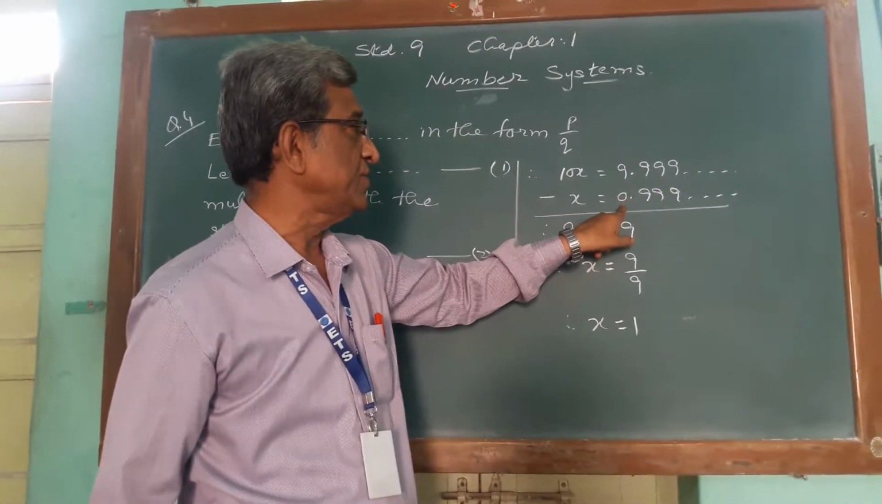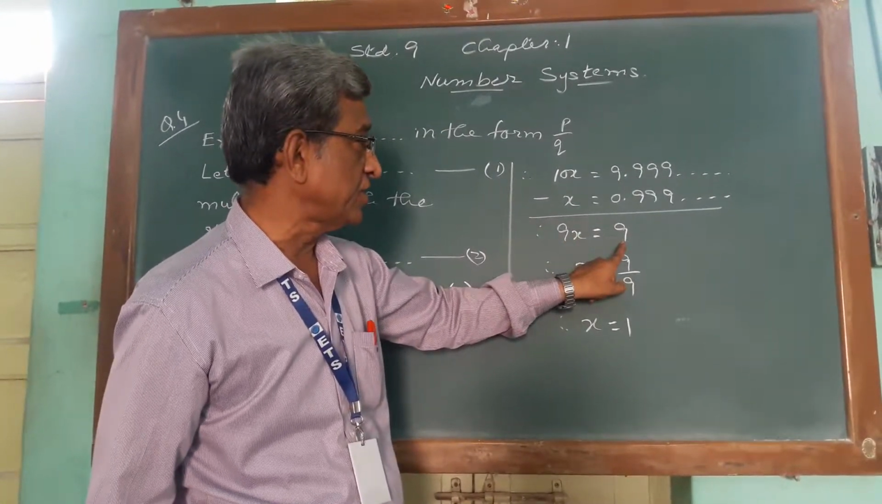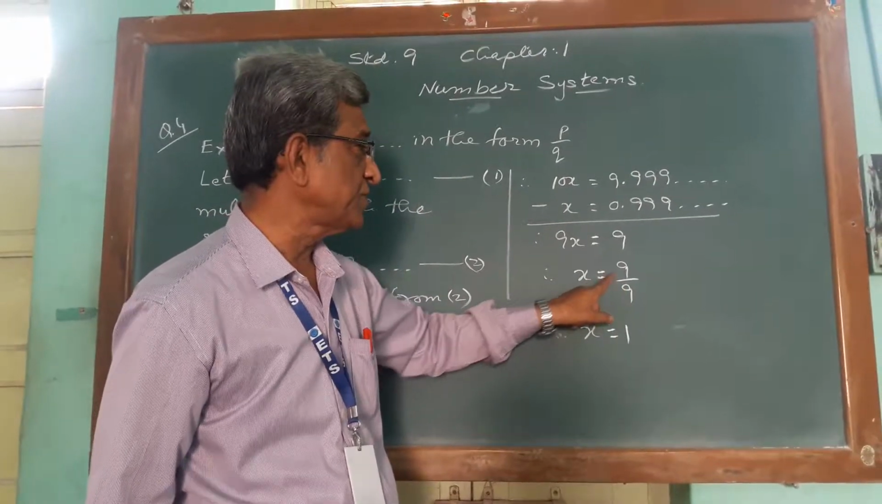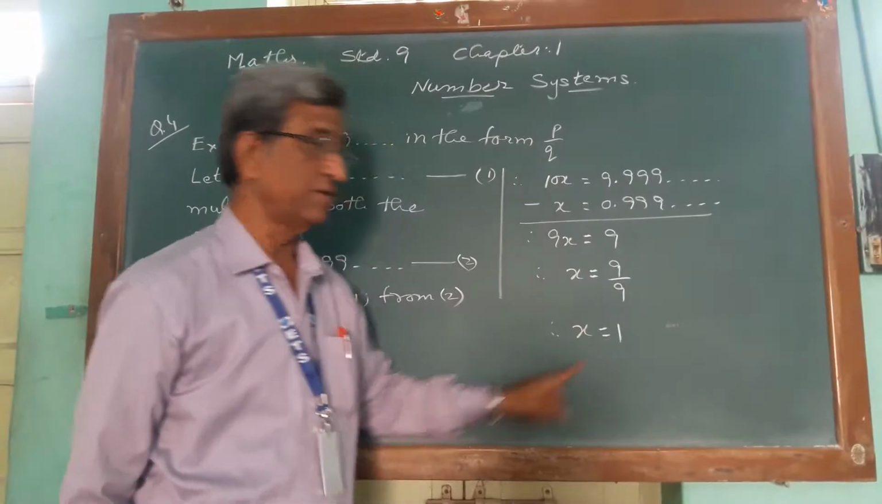10x minus x, 9.999 minus 0.999. You will get 9x equal to 9. Take 9 to the other side. So x is equal to 9 upon 9. x is equal to 1.